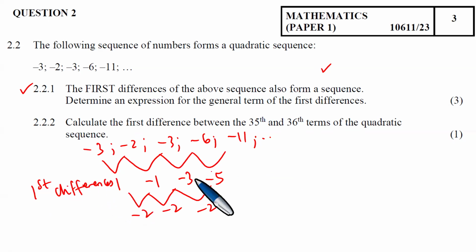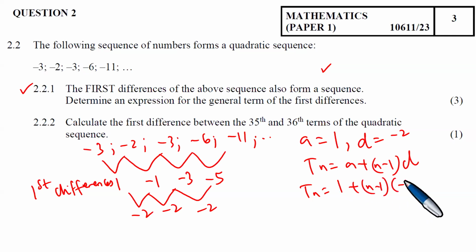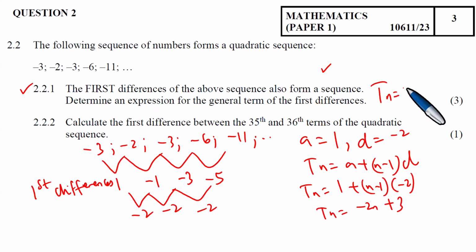Okay. Now, when you're dealing with the first differences, when the sequence is quadratic like this, it means that these ones form an arithmetic progression. So the first term is a, and the common difference is minus 2. The expression for the general term of an arithmetic sequence is a plus n minus 1 times the common difference d. The first term is 1, plus n minus 1, and the common difference is minus 2. So this is minus 2n, and this one is 2 plus 1, which gives us a 3. So if they're asking you to determine an expression for the general term, you then say Tn is minus 2n plus 3. This is the expression for the general term of the first differences.